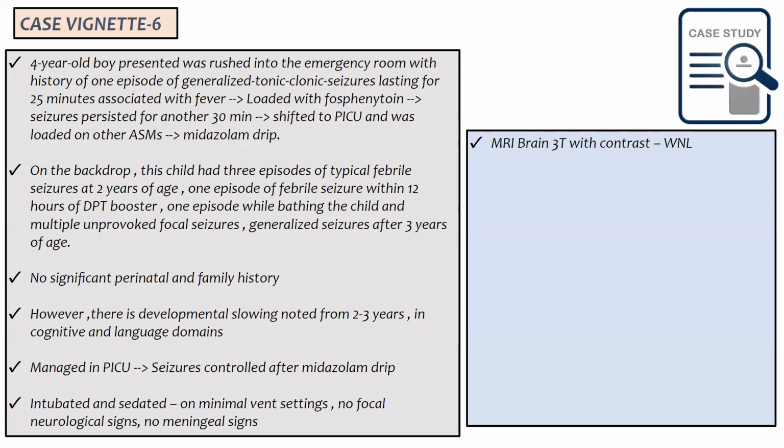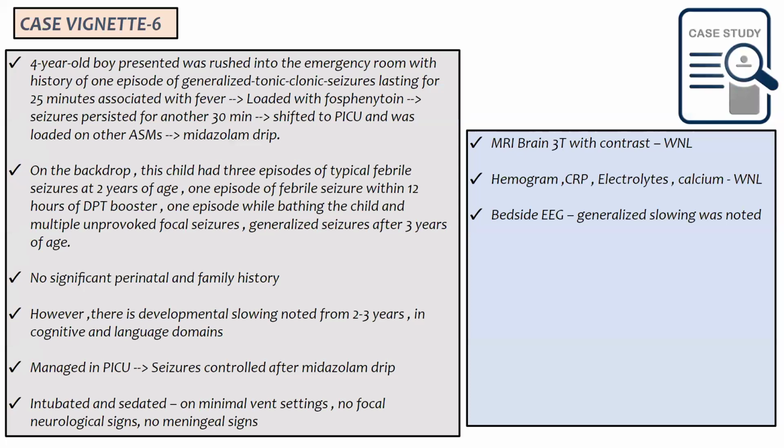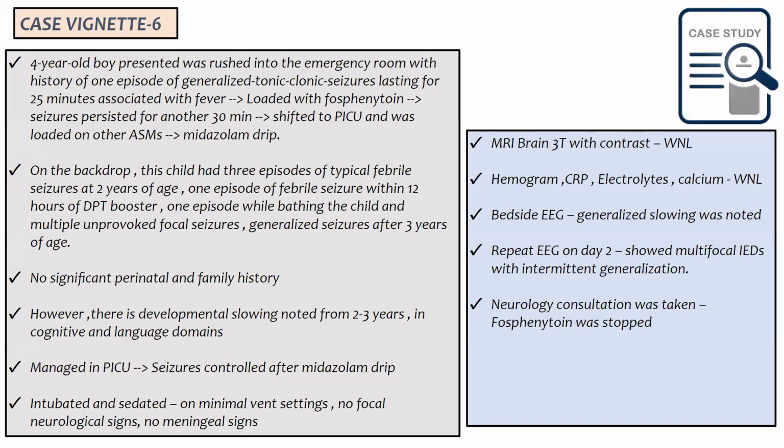And Dravet can present in any way. It can even present with status epilepticus as well. So as this was a status epilepticus, I did an MRI which came out to be normal. I did an infection workup which came out to be normal. Bedside EEG was done because it was a status epilepticus, which showed generalized slowing, which was not specific. However, I wanted to rule out non-convulsive status epilepticus. On EEG, on day 2, it was multifocal IEDs with intermittent generalization. So this is a very non-specific feature of the genetic channelopathy.